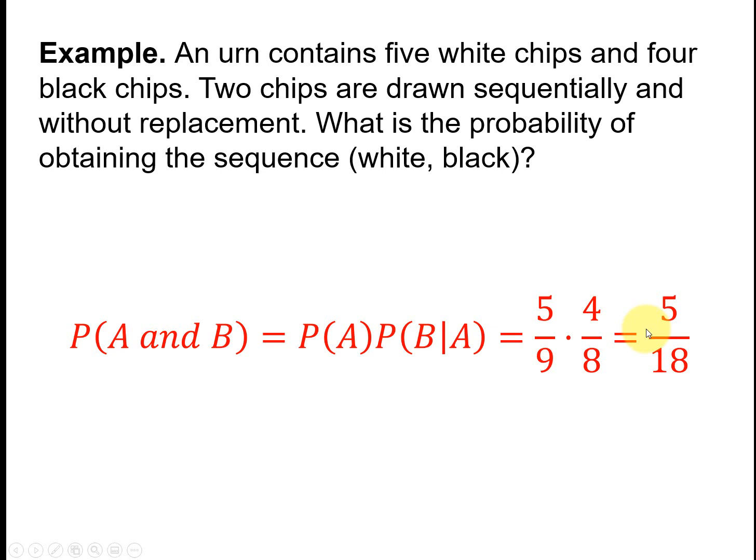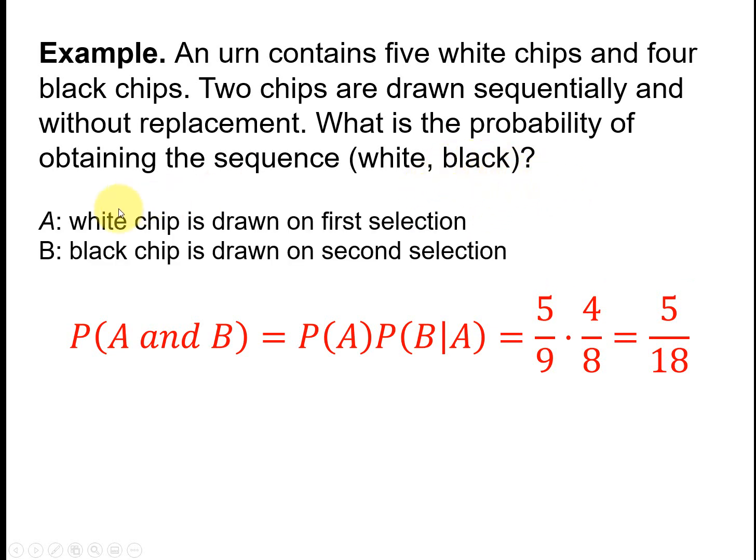So an example of this: an urn contains 5 white chips and 4 black chips. 2 chips are drawn sequentially and without replacement. What is the probability of obtaining the sequence white-black? So A is that a white chip is drawn on the first selection, and B is that a black chip is drawn on the second selection.